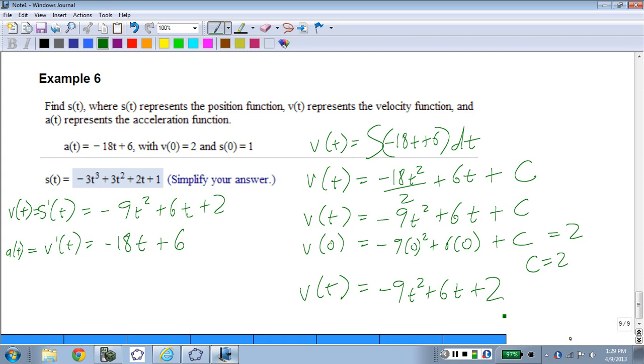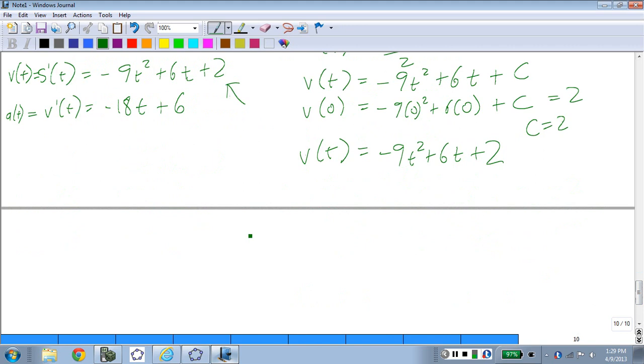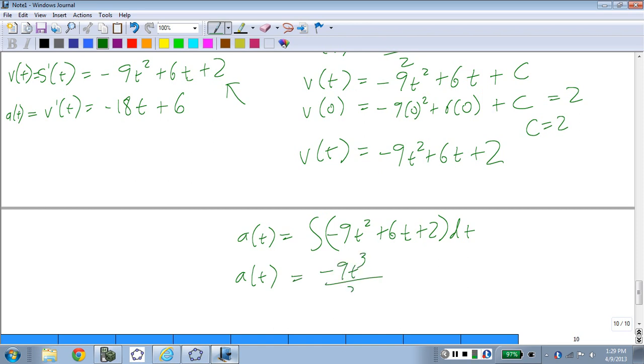We needed this information to determine that that's a 2, because that could have been anything, and we would have taken its derivative and come up with negative 18t plus 6. But going backwards, we need something to tell us that's 2. So we had it. One more antiderivative. S of t equals the integral of negative 9t squared plus 6t plus 2. So s of t equals negative 9t cubed over 3 plus 6t squared over 2 plus 2t plus some other constant.